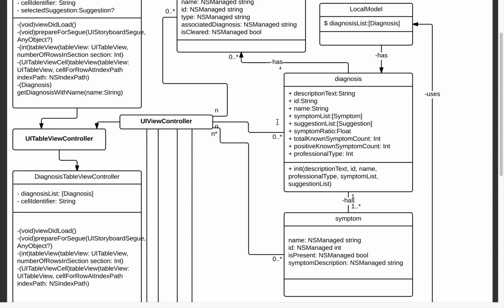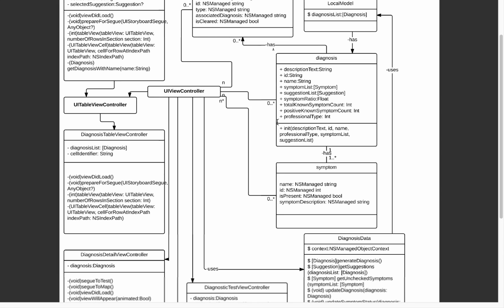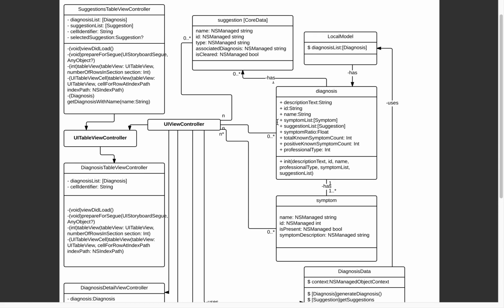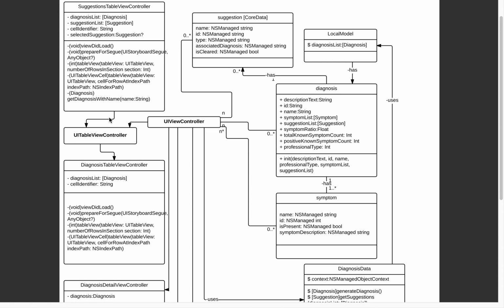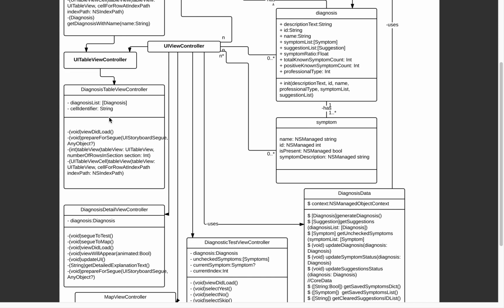If we look at the view controllers and the controllers in the application, we have two tabs at the bottom for two different view controllers. The first is suggestions, and the second is a list of diagnoses. The suggestions one, as I said, has a list of unchecked suggestions, such as visiting doctors and providing more information. And the diagnosis one is how you get into the diagnosis detail view.